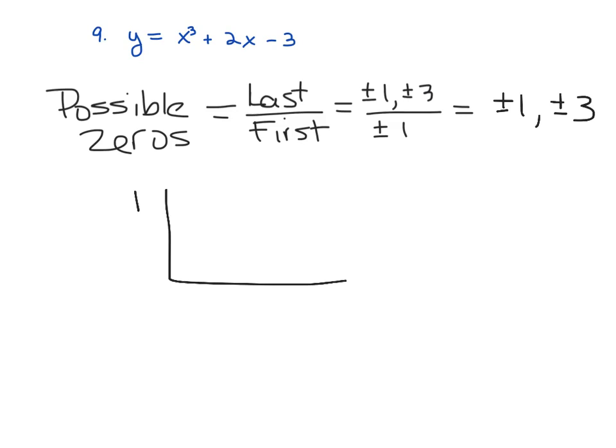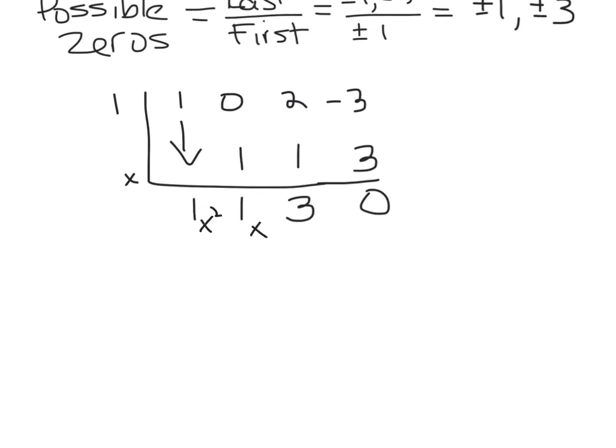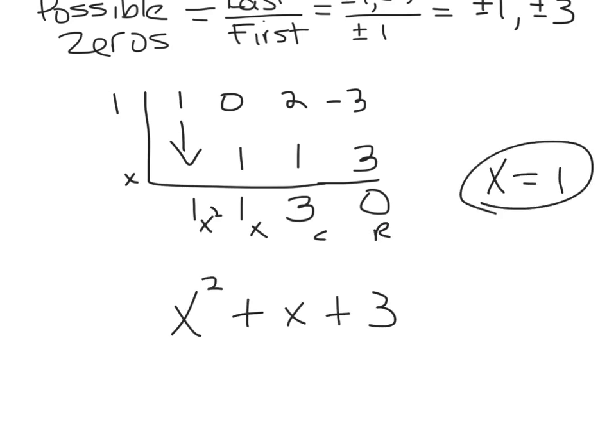Again, I'm picking 1. Again, put the coefficients. Again, it's missing an x squared. So put a 0, then the 2, then the negative 3. Let's divide it. Let's see if we get a remainder of 0. Multiply, add the column. Multiply, add the column. Multiply, add the column. So we're going to put in the variables, x squared, x, constant remainder. So x squared plus x plus 3. So far I have x equals 1. That's one of my zeros. I'm looking for 2 more.